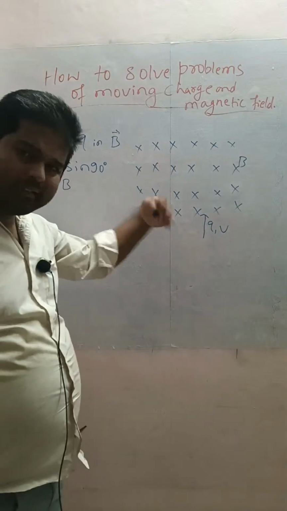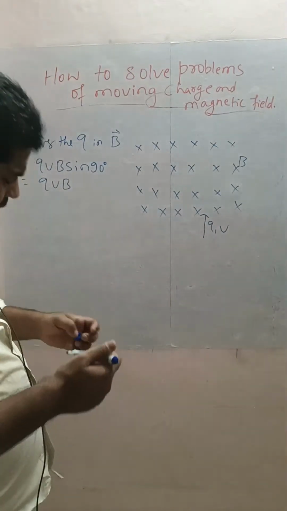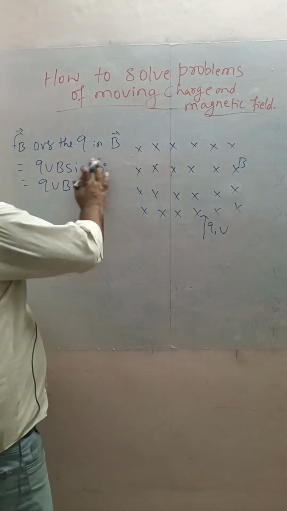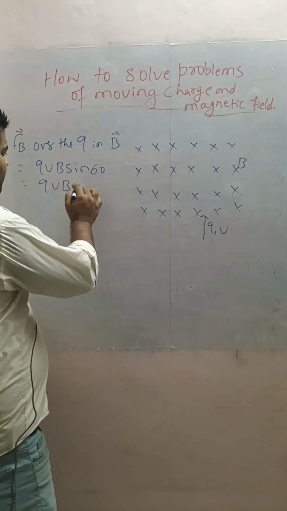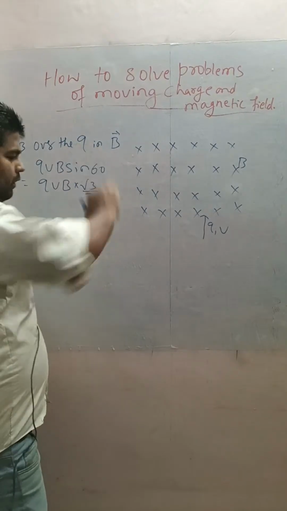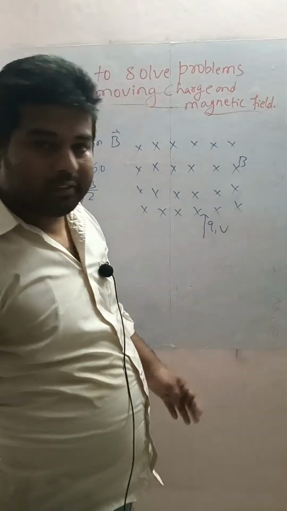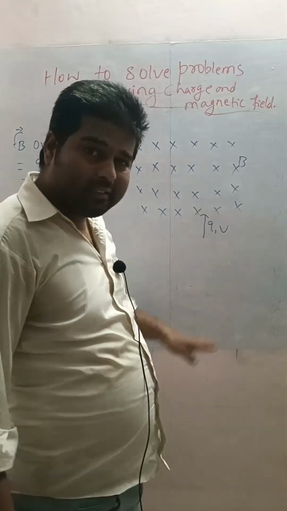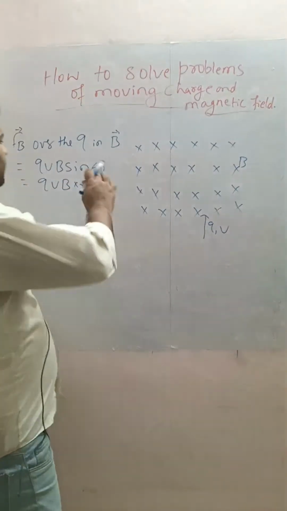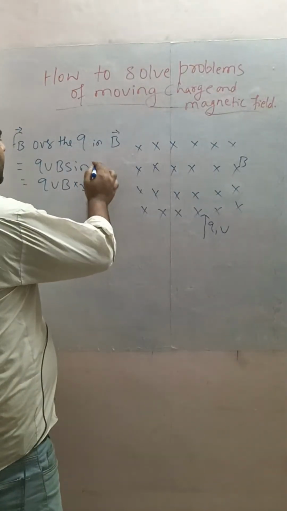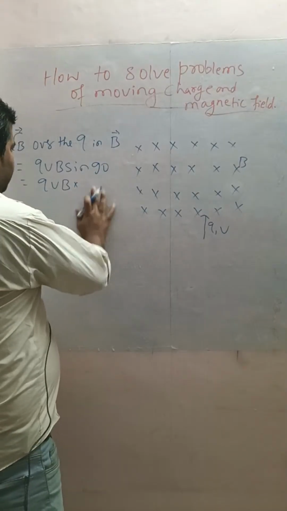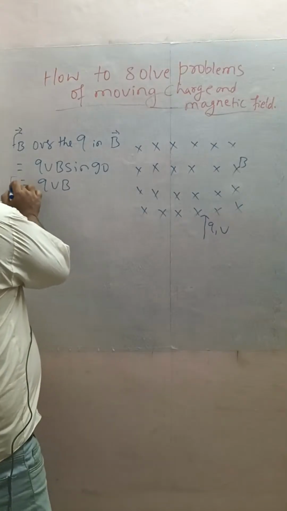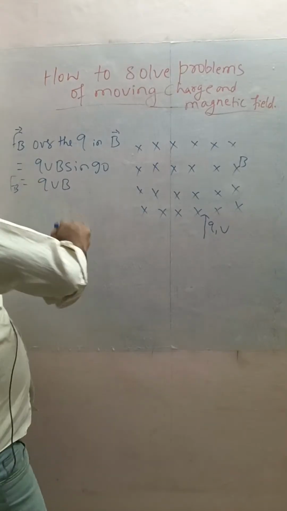If it enters at any other angle, not 90 degrees, say 60 degrees, then simply you have to put 60 here and put the value of sine 60 as root 3 by 2. But in this case, there is no 60 degree. It is entering at an angle of 90 degrees here. And we are using phi as 90 degrees, and sine 90 is 1. So this is the maximum force. Clear?